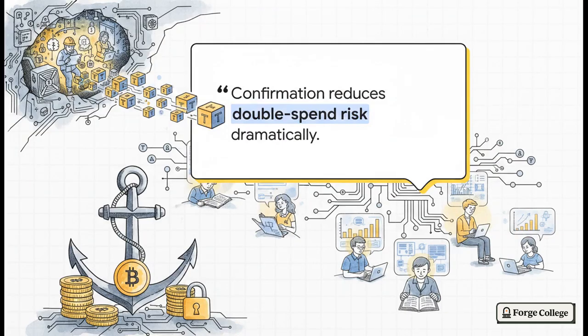Once a miner actually includes your transaction in a valid block, boom, you get your first confirmation. And as it's often said, confirmation reduces double spend risk dramatically.